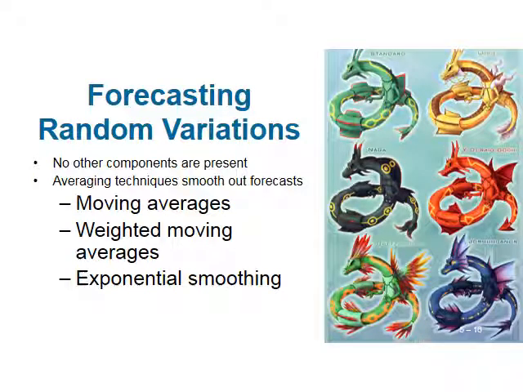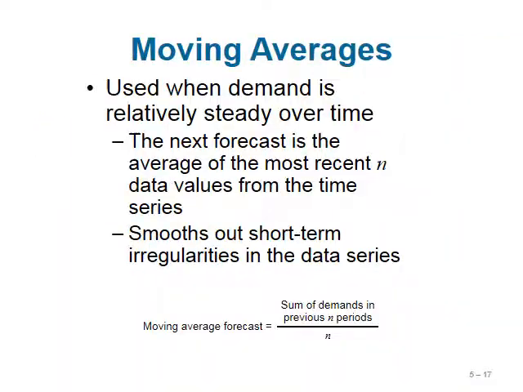For random variations, we can use moving averages. If our demand is relatively steady, then average the last few periods of time's actual sales and we should get a pretty accurate forecast. This will smooth out some of the short-term randomness.